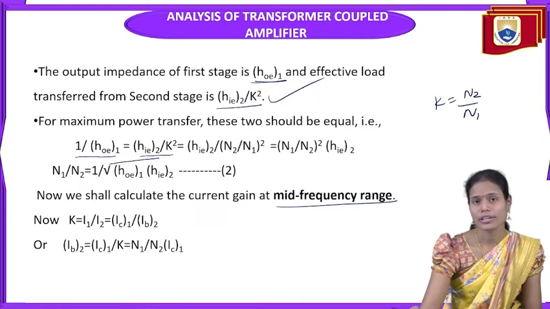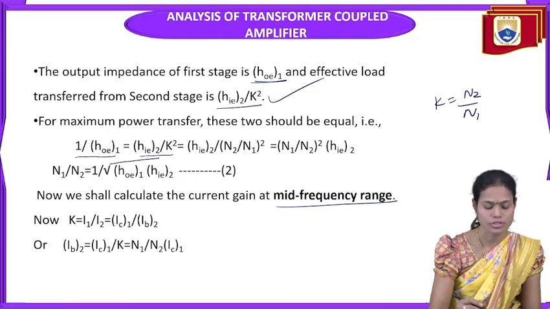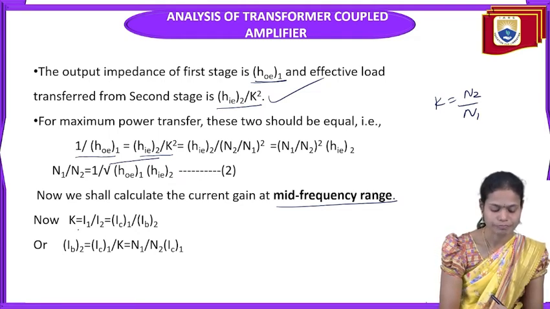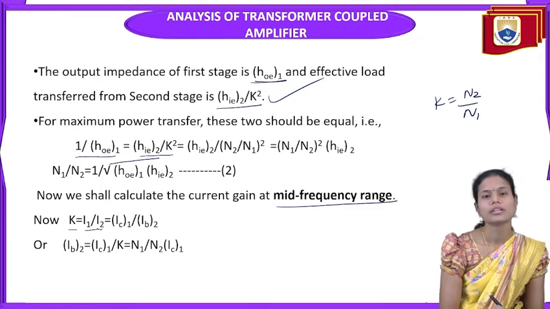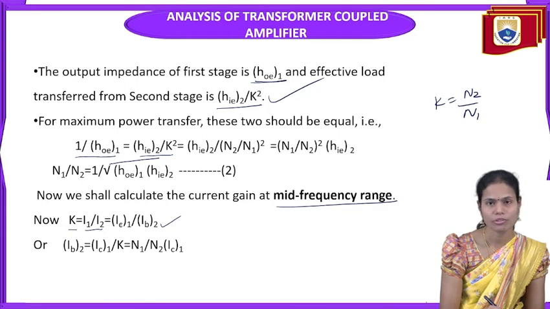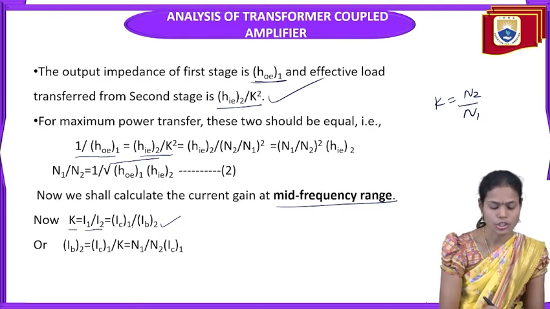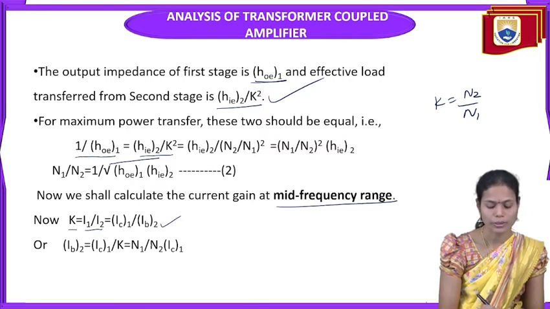Here we can calculate for the low frequency signals, for the high frequency signals, as well as for the mid frequency range of signals. For the mid frequency range, the turns ratio K is equal to the current in the first stage to the current in the second stage, I1 by I2. I1 is the output current of the first stage, IC1, and I2 is the input current of the second stage, that is IB2. So from this we can write IB2 equal to IC1 divided by K. And K is N2 by N1, but here K is in the denominator, so we get N1 by N2 into IC1.